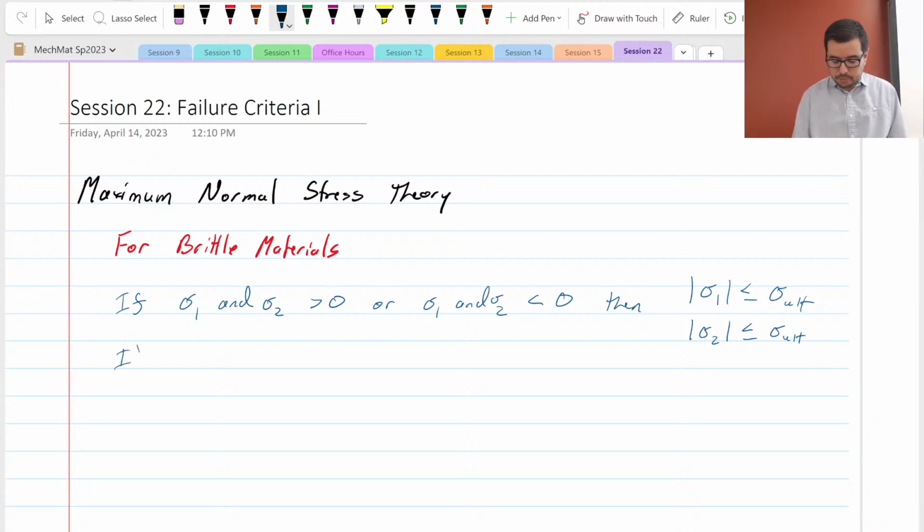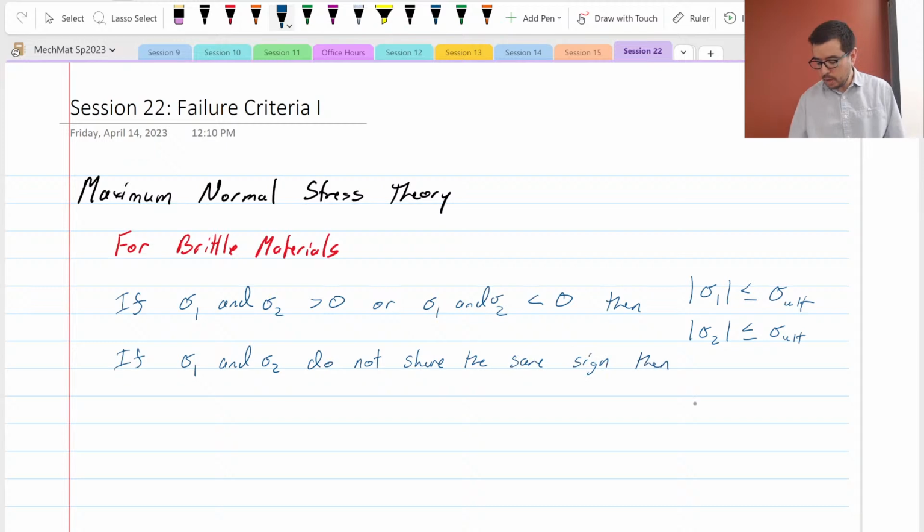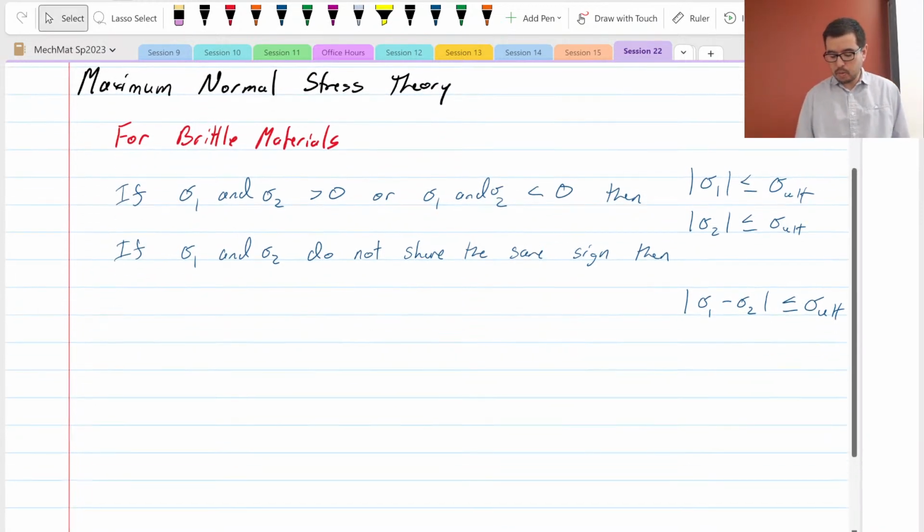And if sigma 1 and sigma 2 do not share the same sign, then we have to look at the absolute value of the difference of them and make sure that is less than the ultimate strength. Those are the rules. What does it look like on a Mohr circle?